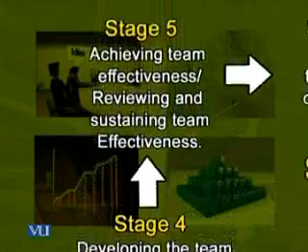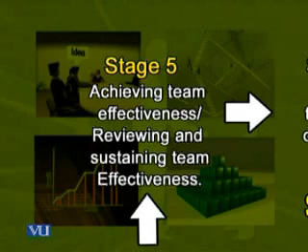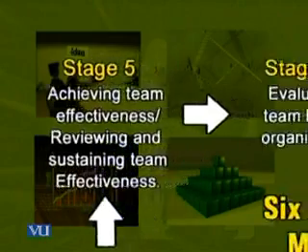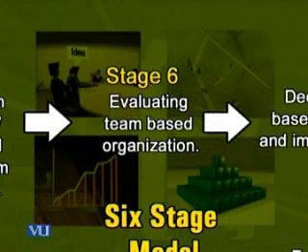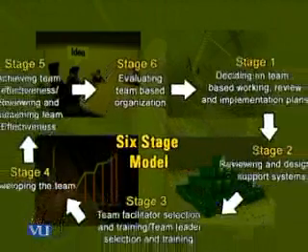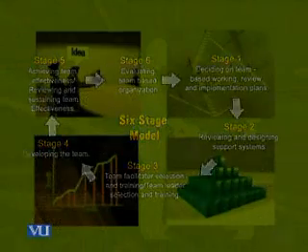And stage five will be that you need to review how they are performing, and they need to actually perform. And stage six will be to evaluate this team-based organization system. Again, there's a six-stage model, as they call it in the text, for building a team within the organization.